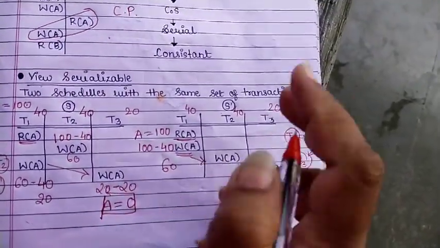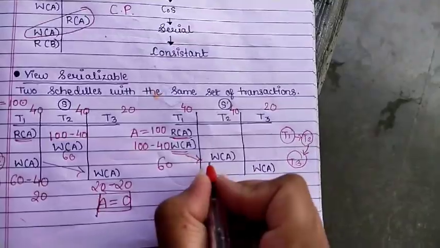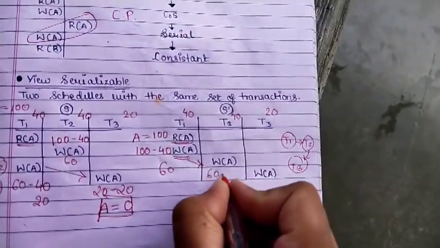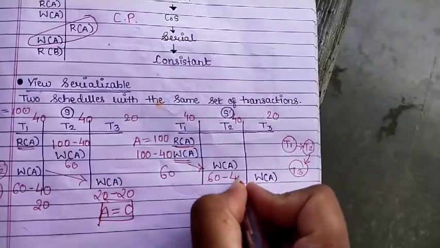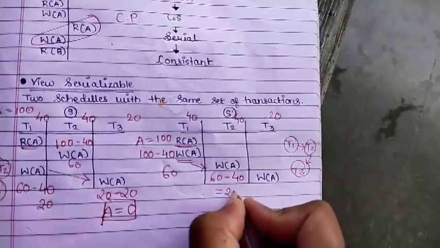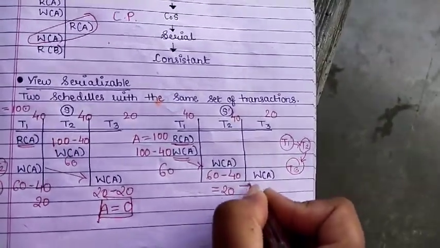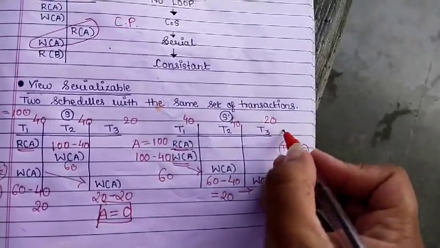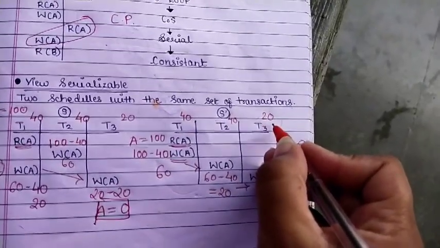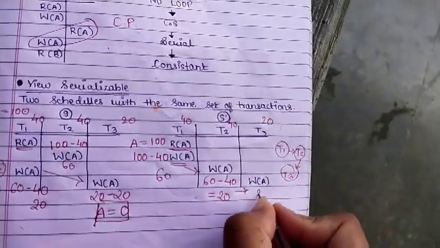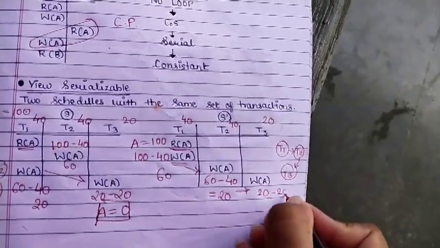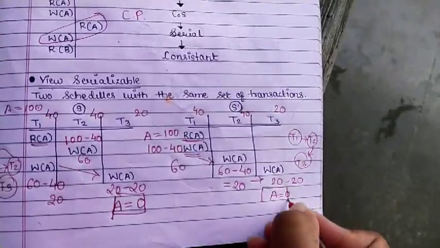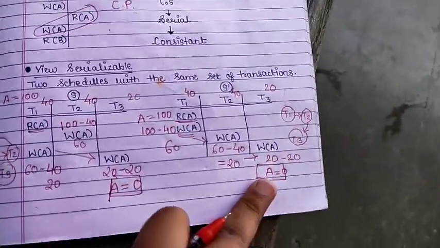Now it will go to transaction T2. Whatever the output is, it will deduct 40 rupees from that. So what will be the output? 20, right? Again it will go to transaction T3. What is the aim? Deducting 20 rupees. So 20 minus 20, what do we get again? A equals 0.